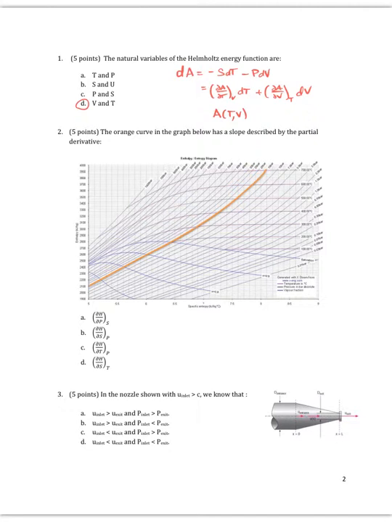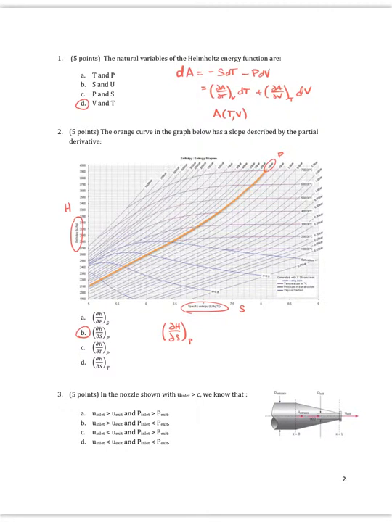Now in the second question, we have this curve here, and we have enthalpy along this axis, we have specific entropy along this axis, and we have a curve marked out that is indicated that it is a constant pressure or an isobar. And so the slope of this line is how H changes with S along this constant pressure path. And so the correct answer in this case would be B.